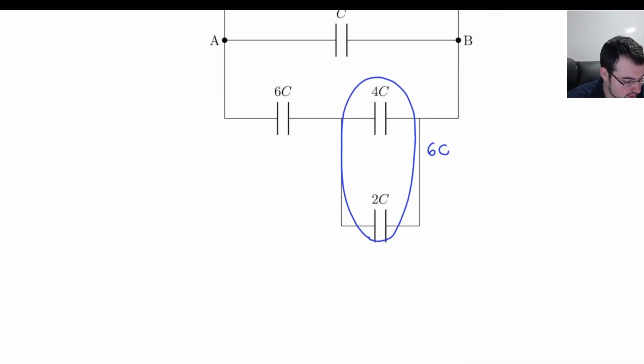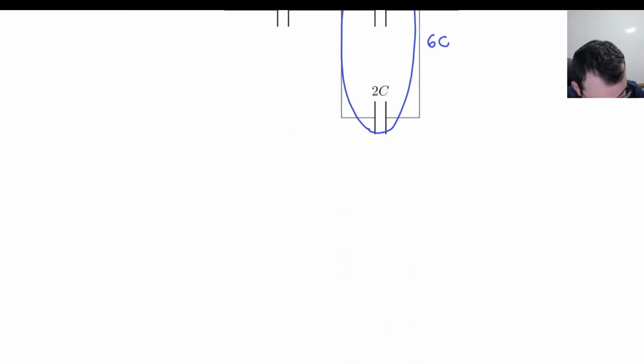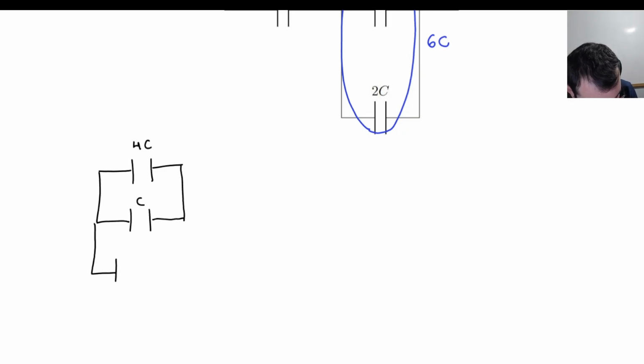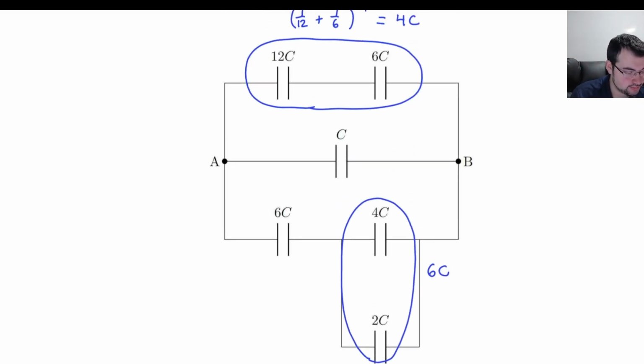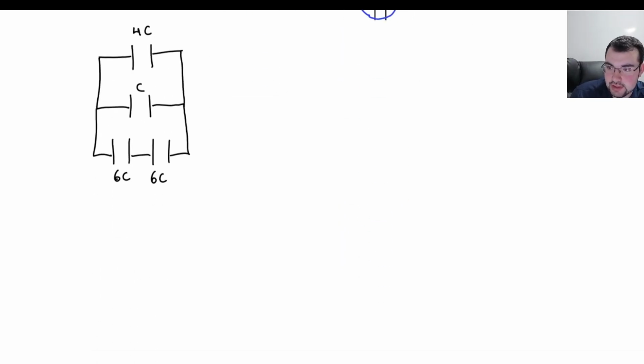Alrighty. So now we can condense our network a bit. So our top branch is 4C. Our middle branch is 1C. And our bottom branch is 2 6s. Right? Because I didn't get rid of this other 6. So now we can just combine the 2 6s.